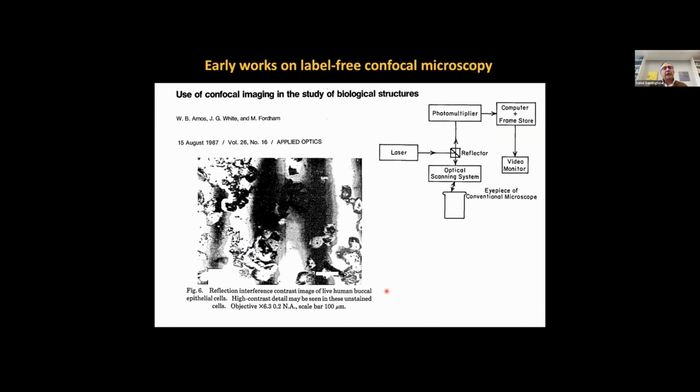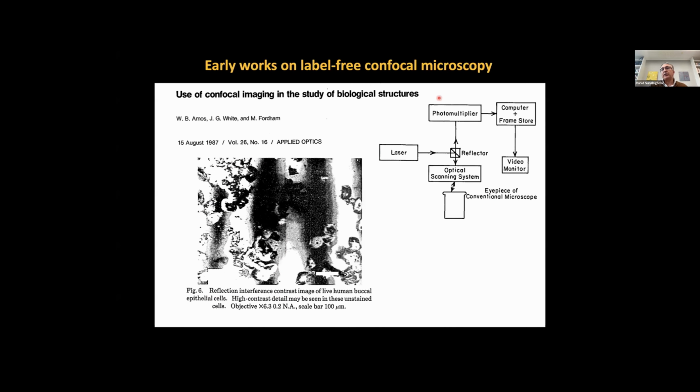Now, to close, I want to emphasize that what we now call iSCAT is something that in principle has been around for a long time. Already in the early days of confocal imaging, people realized that they would get very interesting contrast by looking at the reflected signal. For example, in the group of Amos, they had this paper already in 1987. They called that reflection interference contrast.